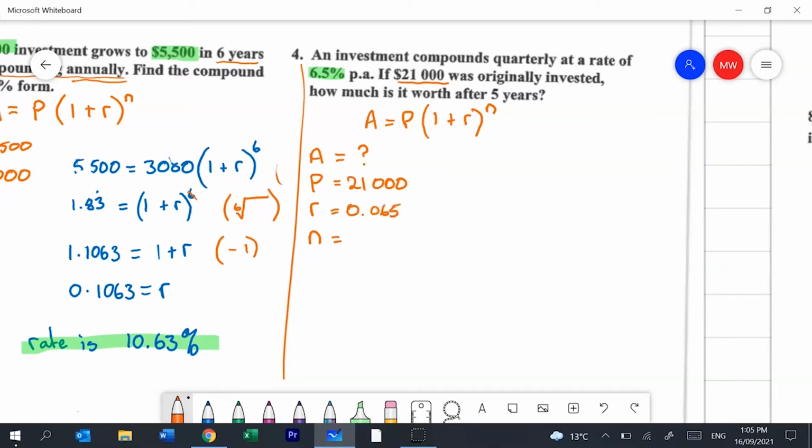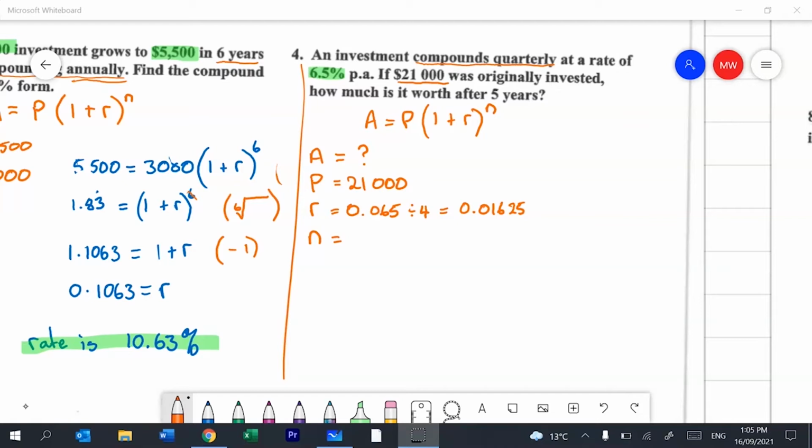0.065. But you have to be careful because this compounds quarterly. That means it compounds 4 times per year. So we actually have to divide this number by 4, okay? So that we can see what impact it has each time. So our rate is in fact 0.01625 per quarter.